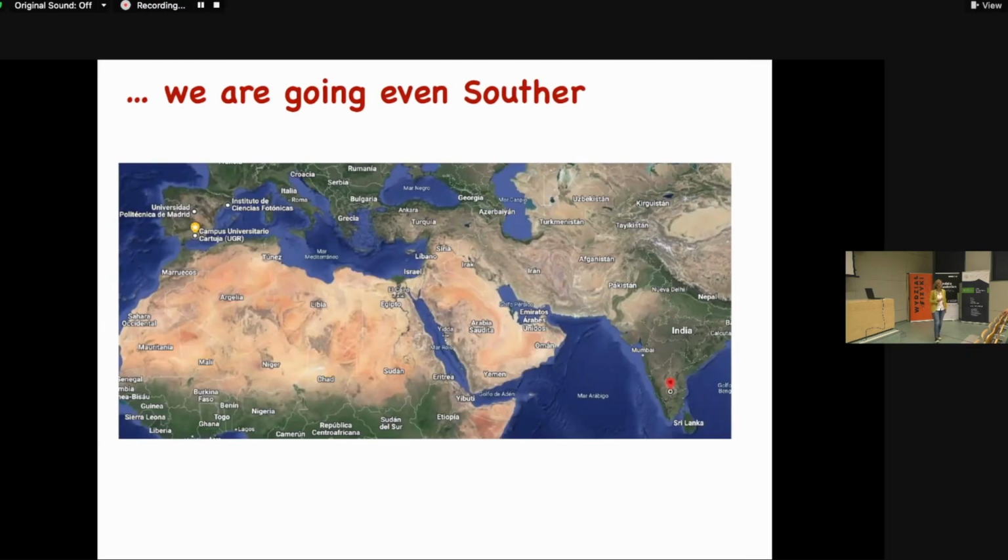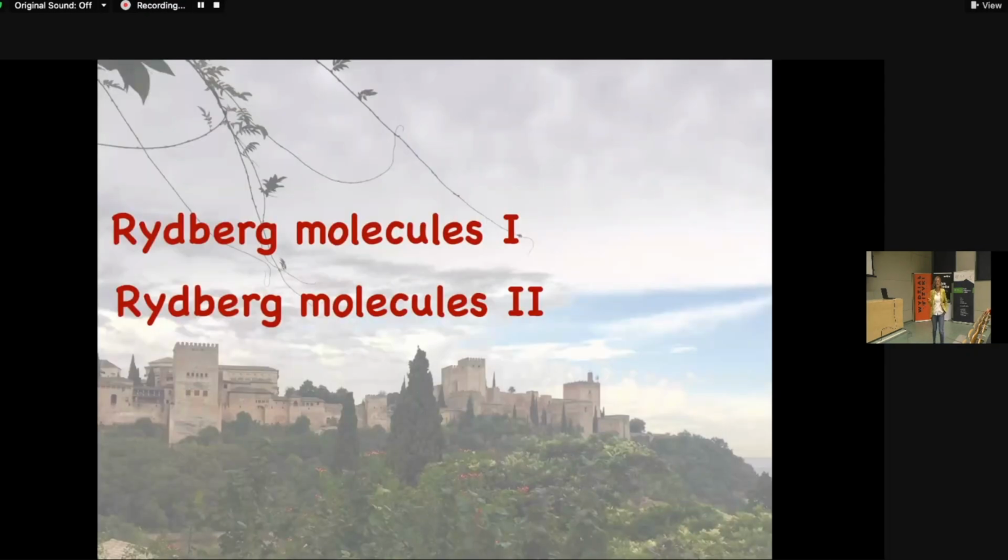So my talk is going to be divided in two kinds of Rydberg molecules. I'm going to talk first about one Rydberg molecule, which is formed with a Rydberg atom and a diatomic molecule. And the second kind of Rydberg molecule I'm going to talk about is two diatomic molecules, one in a Rydberg state, forming a larger Rydberg molecule.